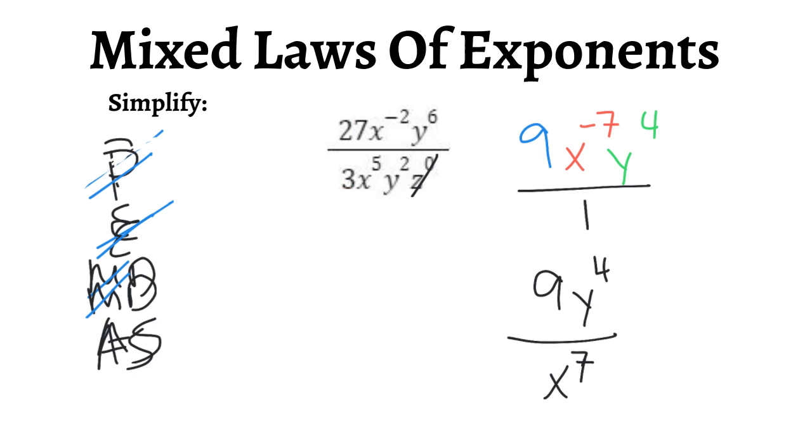The numbers are always like terms. The x's are like terms. The y's are like terms. And there's only one z down here, so there's no like terms with z. But that's how we decided to group them. 27 divided by 3 is simply going to be just 9.